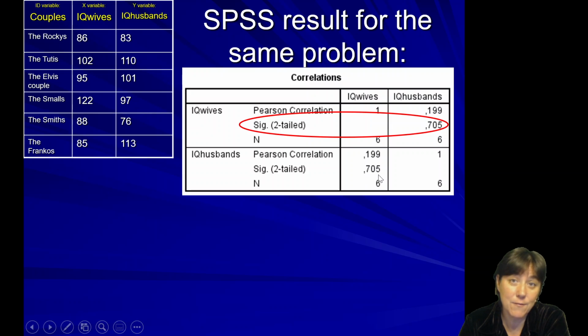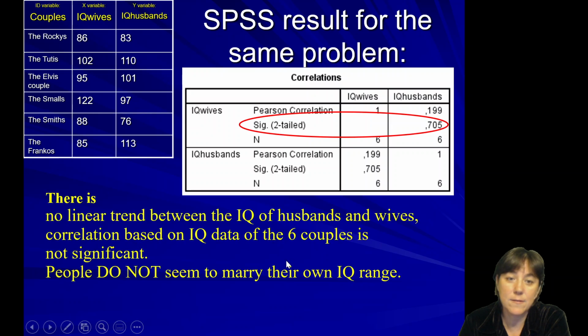If it's non-significant, we don't report it. We simply say we couldn't see any relationship between IQ of the wives and husbands. People don't seem to marry their own IQ range. And in this case, you don't have to report any statistical values. You just simply make this conclusion.